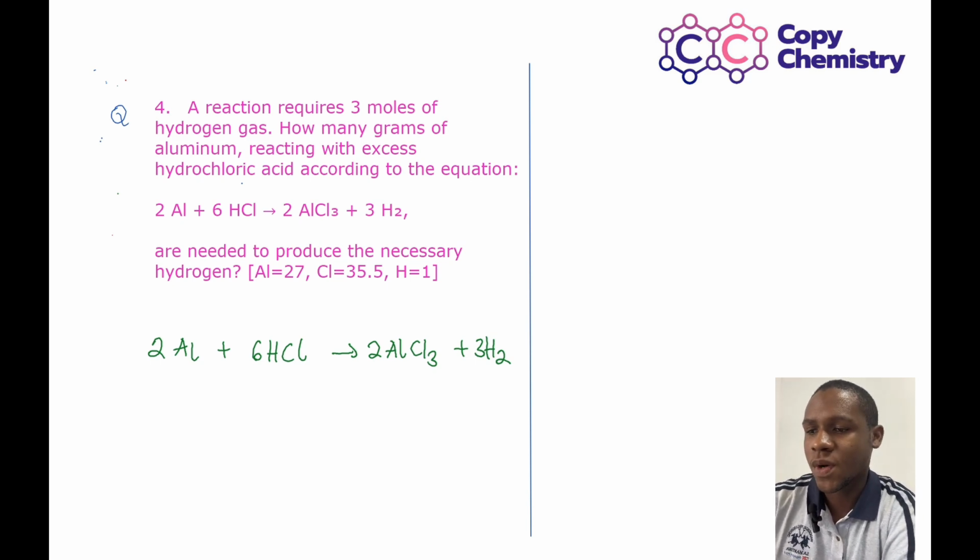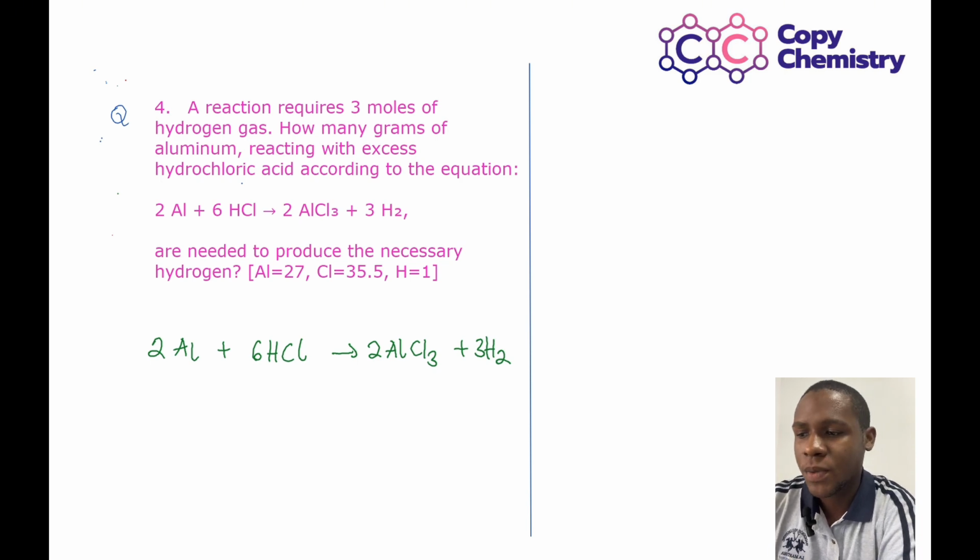A reaction requires 3 moles of hydrogen gas. That's what it requires. How many grams of aluminium reacting with excess HCl, according to this equation right here, are needed to produce the necessary hydrogen?